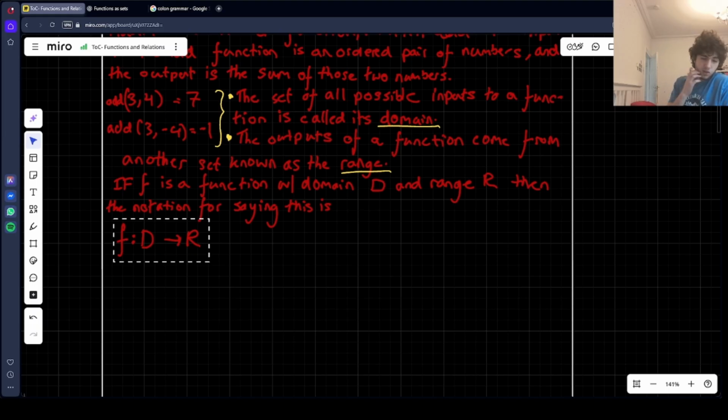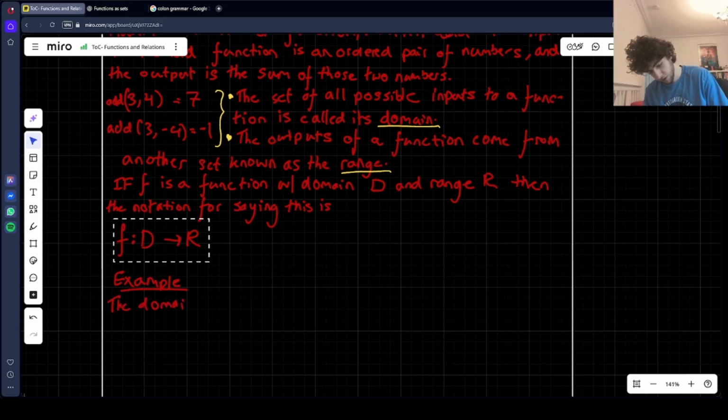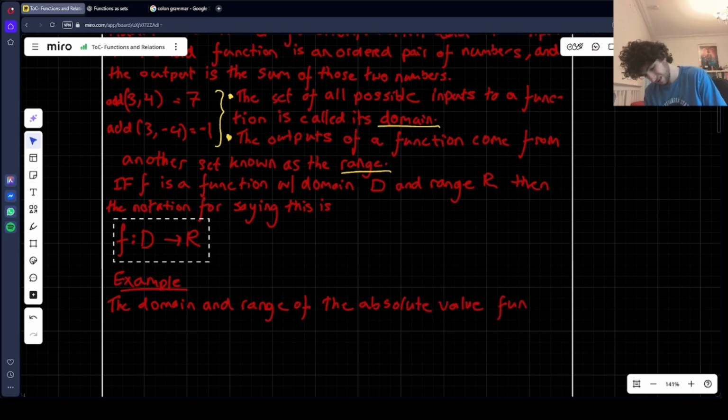So what if you wanted to look at this concept of domain and range concretely, with a specific function? Let's look at it with the absolute value function. The domain and range of the absolute value function abs is effectively, sorry, I was going to put the real numbers, but technically you could do it with them. In this case, we'll say it's the integers because that's what the textbook went with.